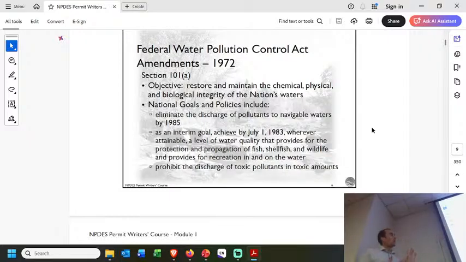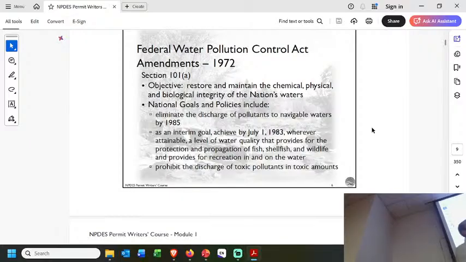Okay, then the national goals and policies included, and here's the kind of the fun part, to eliminate the discharge of pollutants, just all pollutants, to navigable waters by 1985. We still discharge some pollutants today, so that didn't happen. Like I said, that was not necessarily realistic, but that was the goal. As an interim goal to achieve by July 1st, 1983, wherever attainable, a level of water that provides for the protection and propagation of fish, shellfish, wildlife, and provides for the recreation in and on the water. And lastly, to prohibit the discharge of toxic pollutants in toxic amounts.